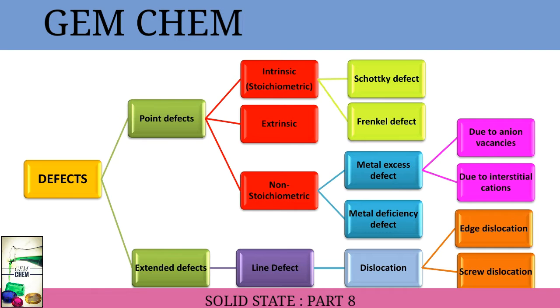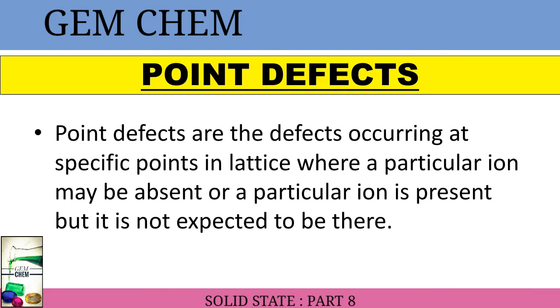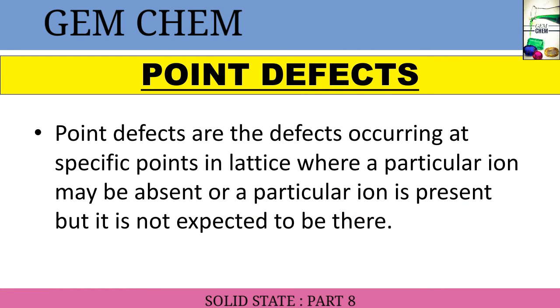Now we will deal with the point defect in detail. The point defects are the defects occurring at specific points in the lattice where a particular ion may be absent, or a particular ion is present but is not expected to be there, or it is present in excess, or it is not present, so it causes a defect in the crystal.